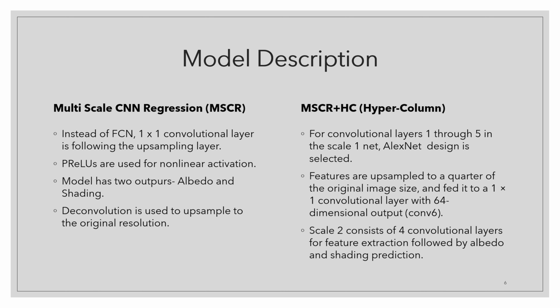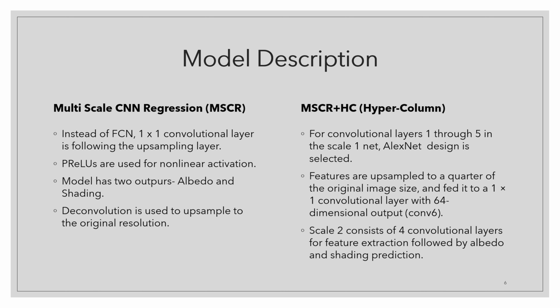The remaining architectural details are as follows. For convolutional layers 1 through 5 in the scale 1 net, we take the common AlexNet design. Following those, we upsample the feature map to a quarter of the original image size and then feed it to a 1x1 convolutional layer with a 64-dimensional output.